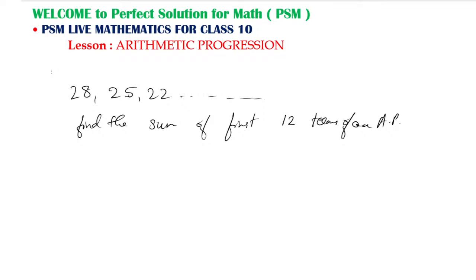Okay, let us go through this question now. 28, 25, 22, and so on: find the sum of the first 12 terms of the AP that we have. Here the question is clear. We have to find the sum of the 12 terms, and yesterday I informed you how to find it. What is the formula to find the sum of the 12 terms? How?